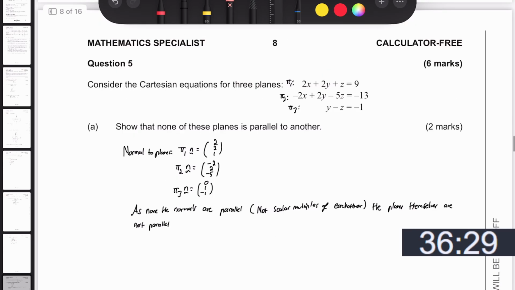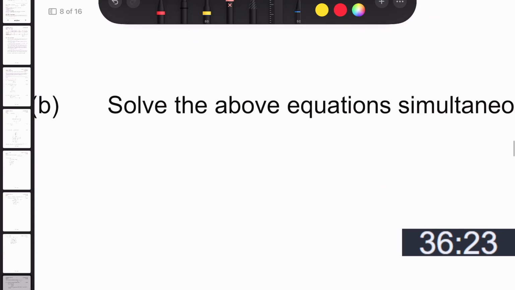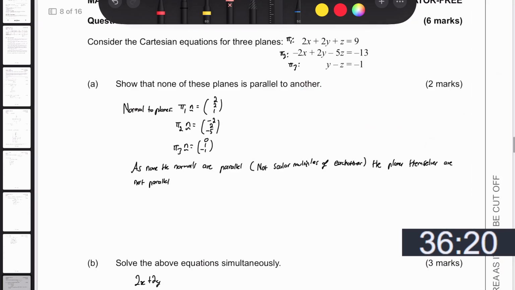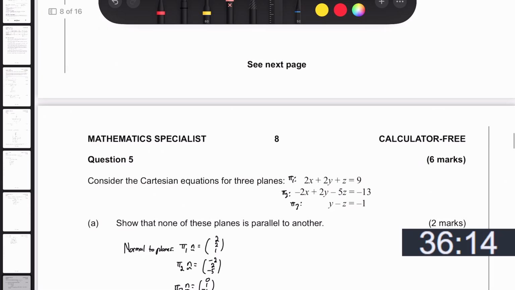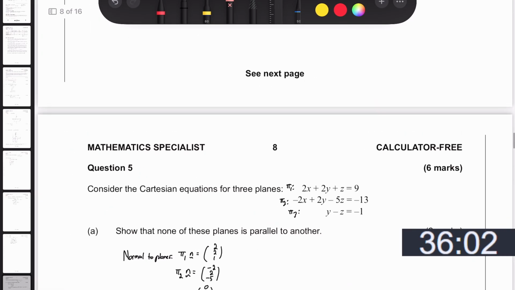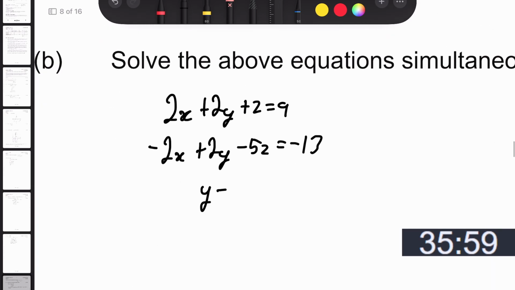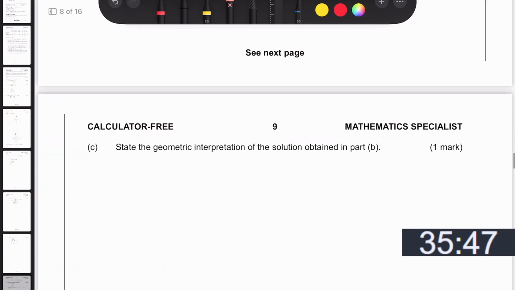Okay, solve the above equation simultaneously. So let's do, okay, I'm just going to rewrite them. So 2x plus 2y plus z equals 9. This one is negative 2x plus 2y minus 5z equals negative 13. And then y minus z equals negative 1. So let's say this is 1, 2, and 3. Okay, what's the geometric interpretation?